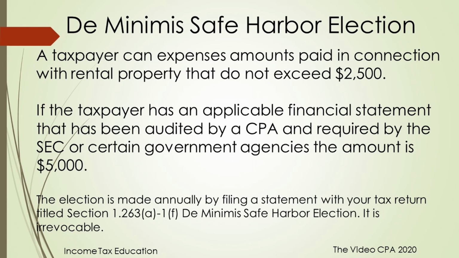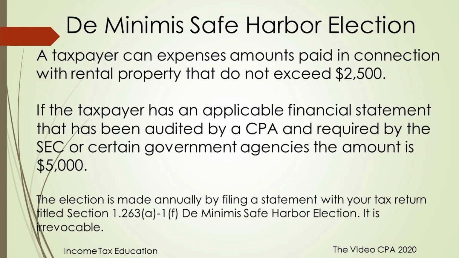Now let me add right here that the de minimis safe harbor election is not just for rental property. We are talking about it in connection with rental property, but it also pertains to other things as well. And the $2,500 is on an invoice basis, so you can buy an item for $2,500 and then buy another item for a little bit less than $2,500 and expense both those items.